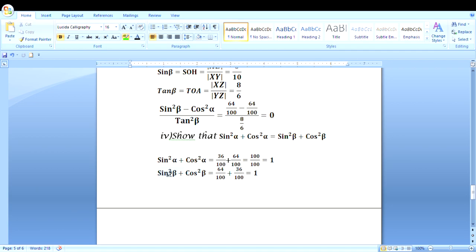So similarly, sine squared beta plus cos squared beta: sine squared beta is 64 over 100 and cos square beta is 36 over 100. If you sum it, they give the same answer. You can see that it is clear that once these angles are the same, if you square sine and the cos there, it will eventually give 1.